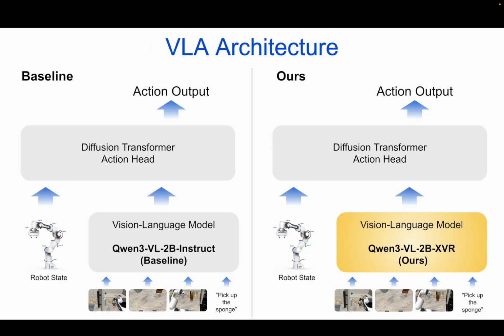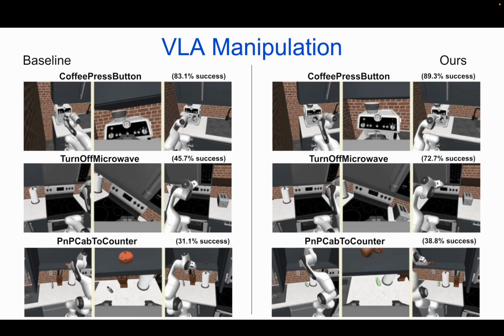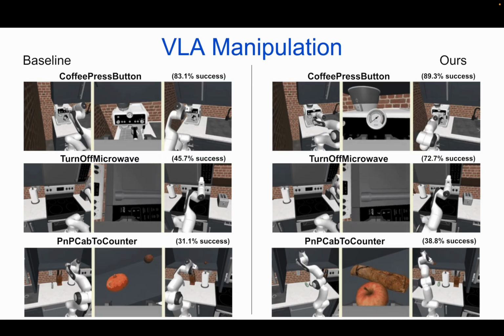To investigate the benefits of CVPR on embodied tasks, we extend VLMs trained on CVPR into vision-language action models. We add a diffusion action head for robot action decoding and compare a baseline using Qwen3-VL-2B against our CVPR-trained backbone, with both using the same action head architecture. Using the RoboCasa simulator, we evaluate 3 manipulation tasks.